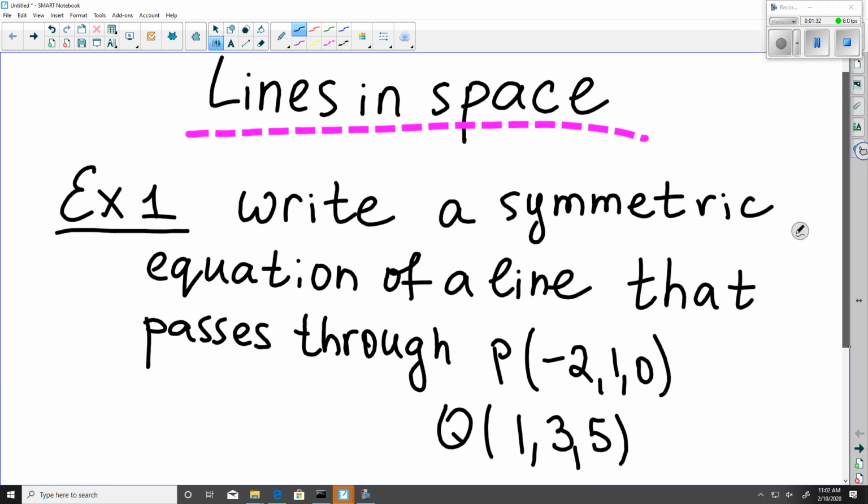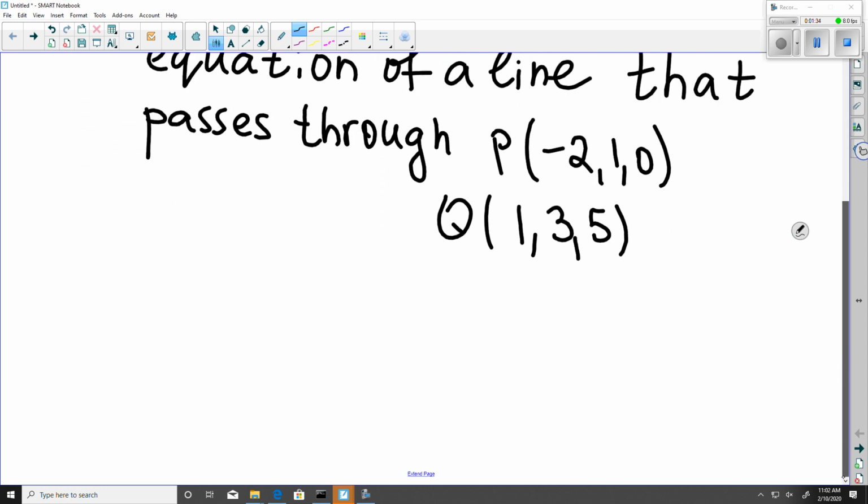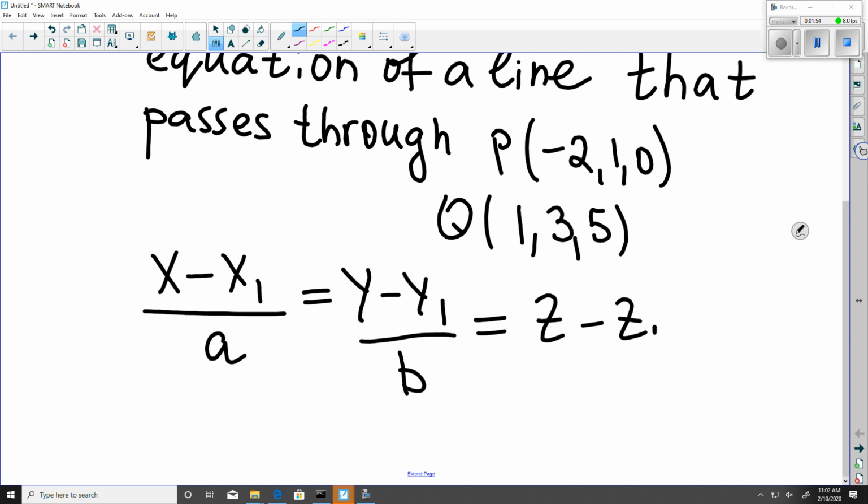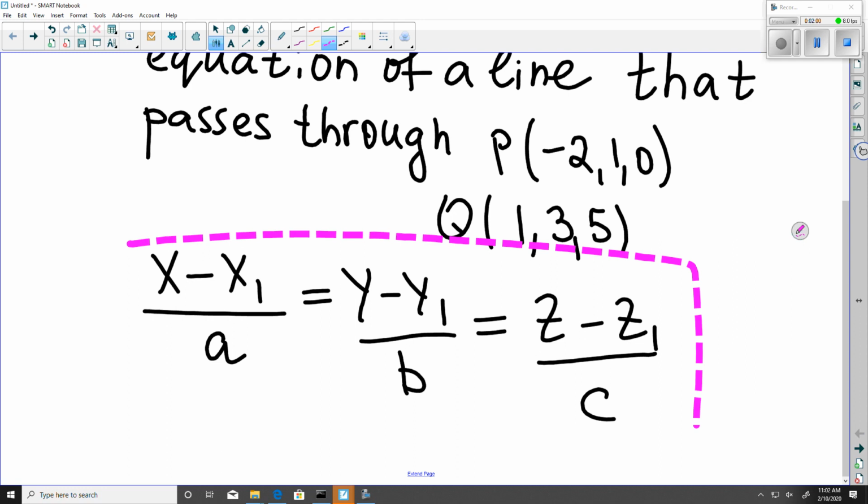I will just show you how this works. The equation of a line, this will be given on the test. You don't have to memorize that. So the equation of a line will look the following way. X minus x1 over A equal y minus y1 over B. Write it down, I'll tell you what each letter is. Z minus z1 over C. And again, this equation will be given to you. Nothing has to be memorized.